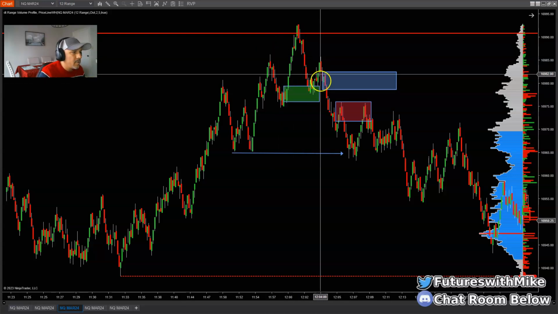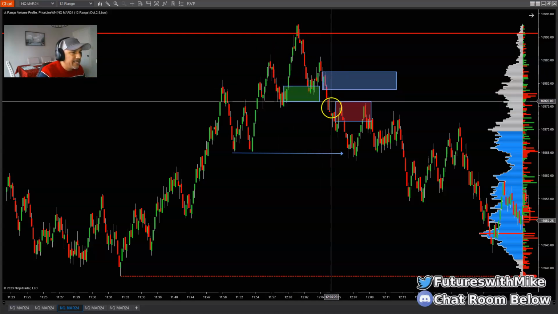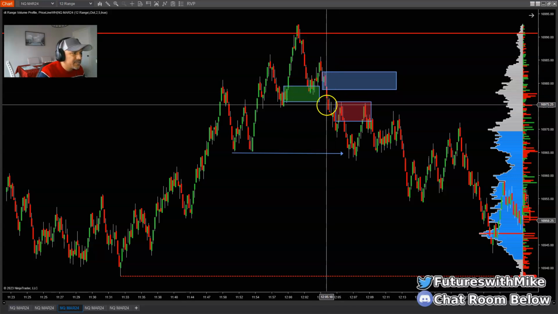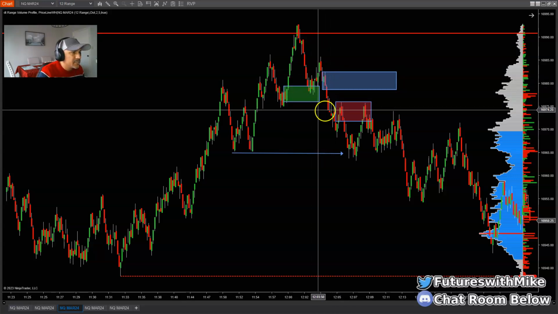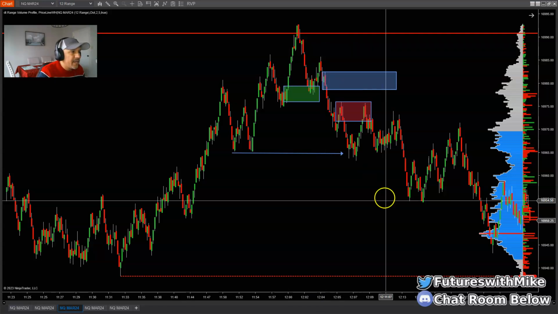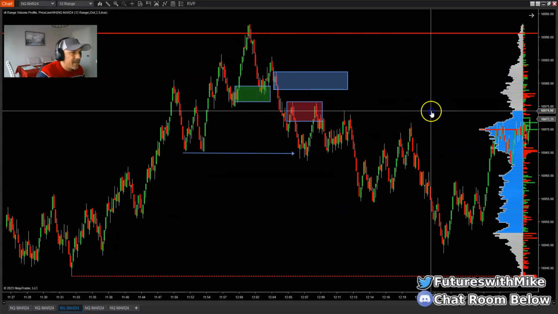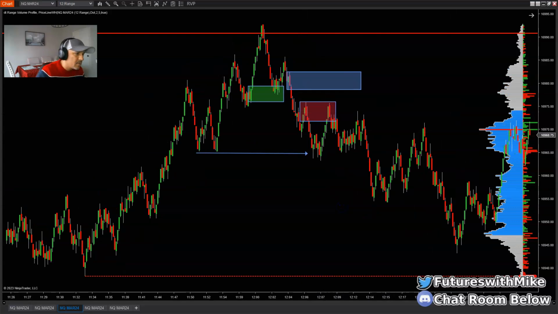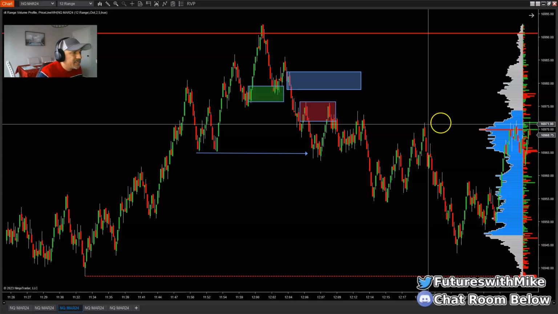So we broke here. This area here is a supply area. We got aggressive selling after the break here. It pushes lower. It also breaks here. Supply area. Now the market didn't immediately come back to that, but I'm going to show you on the right hand side of the chart that it did eventually come back to the area.